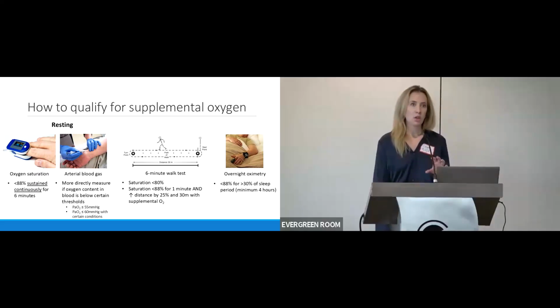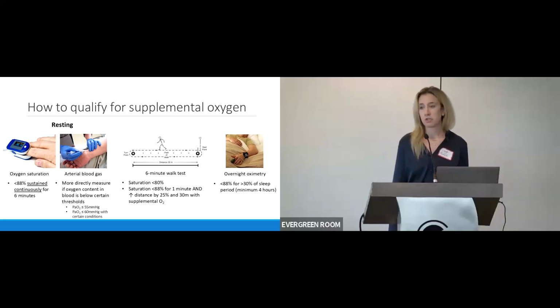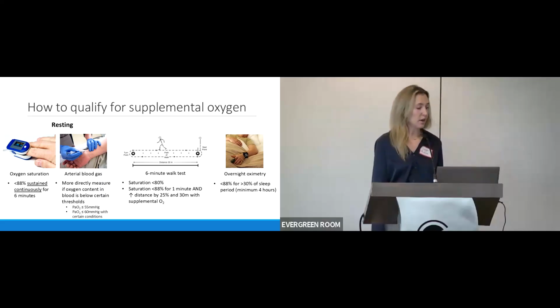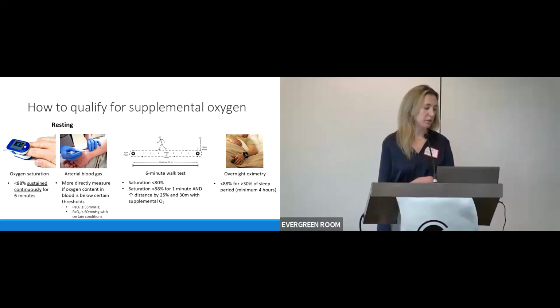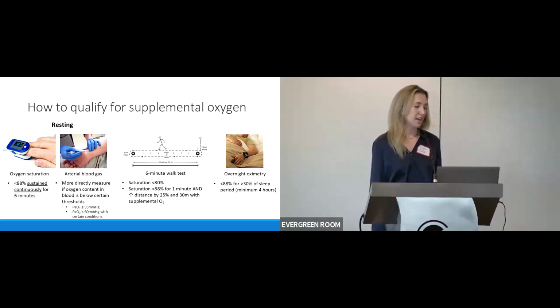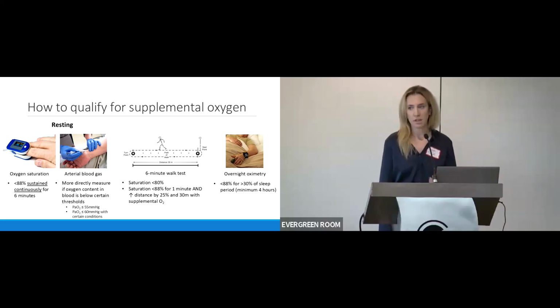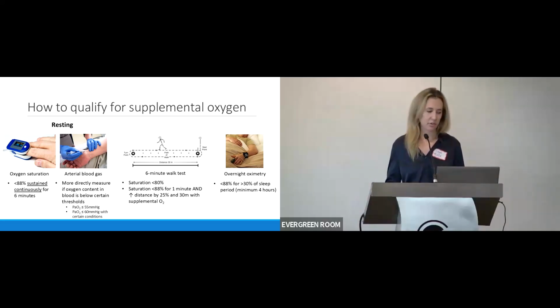So the qualification is really based on some pretty narrow indications. So first of all, at rest, which is honestly not the majority of folks that I see, but if your oxygen is less than 88%, and we'll talk about how to measure it on one of these pulse oximeters, but if it's less than 88% continuously for 6 minutes, you'll qualify. But again, not many of my patients with interstitial lung disease will qualify on that basis.